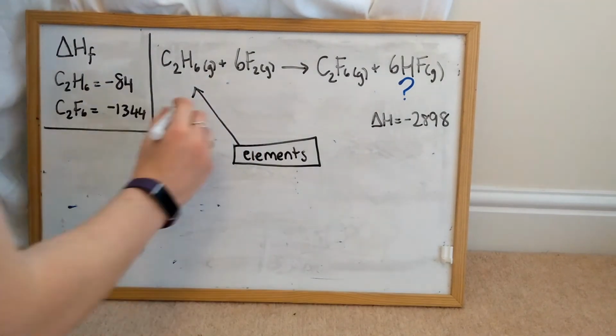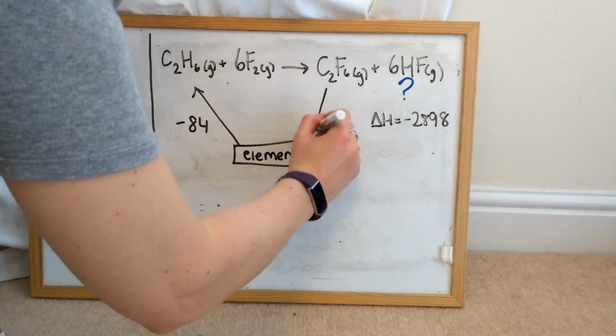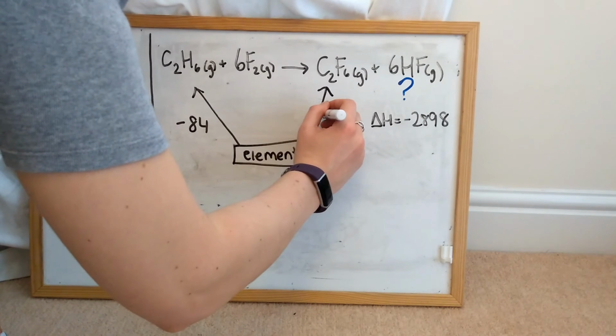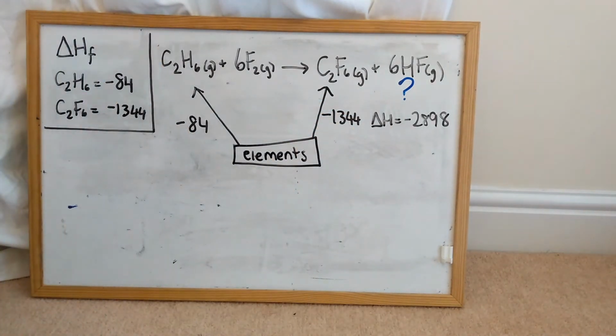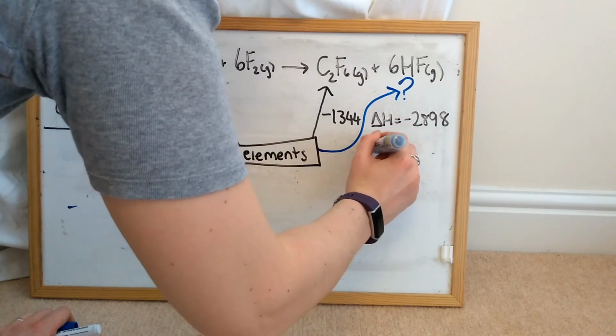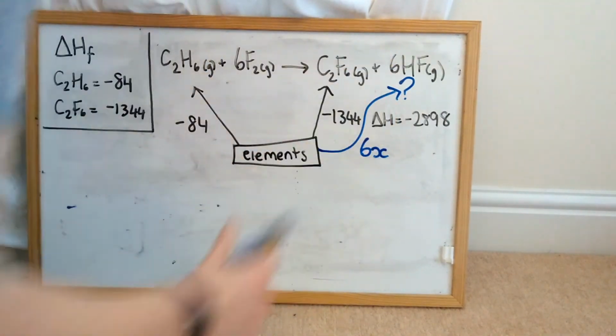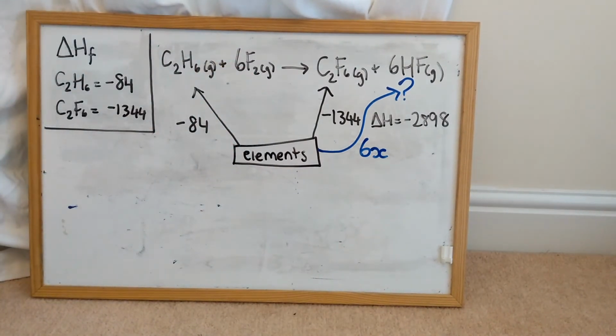So ethane has an enthalpy change of minus 84, hexafluoroethane has an enthalpy change of minus 1,344, and here I'm going to call this 6x to remind me that there are 6 moles being made. I don't have an arrow going to fluorine because fluorine is already an element and fluorine is already in the same state that it is there, so there isn't going to be an enthalpy change associated with it.